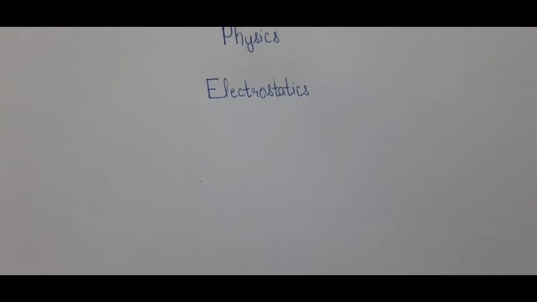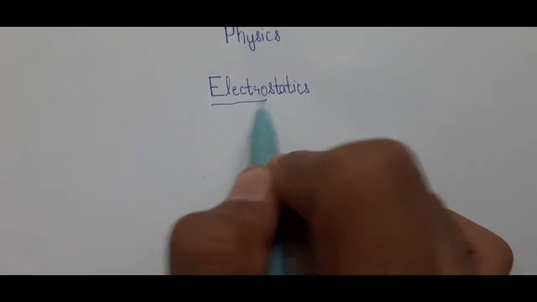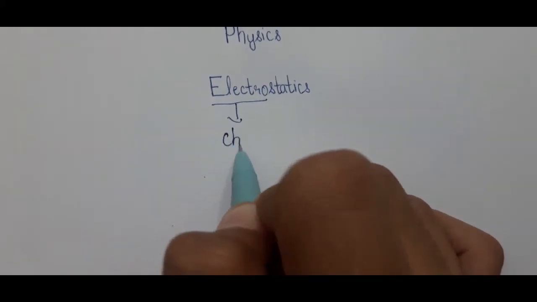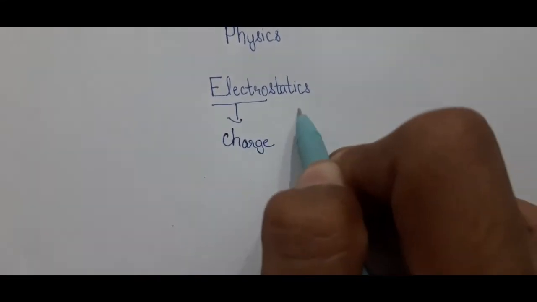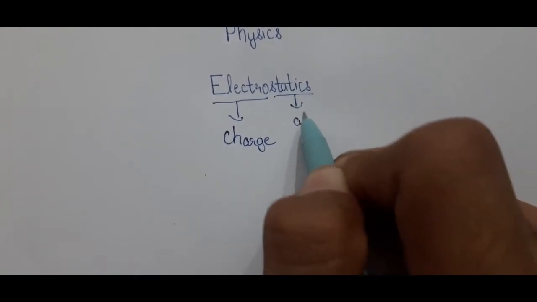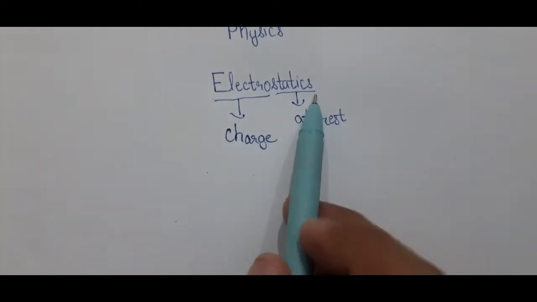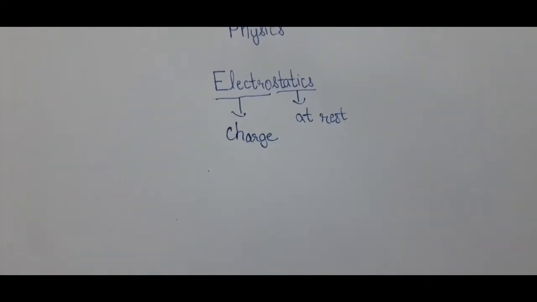So friends, in this video we are going to discuss a new topic of physics. Topic name is electrostatics. So friends, let's get started. Let's discuss the meaning of electrostatics. The meaning of electro is charge, and the meaning of statics is something at rest. So the meaning of electrostatics becomes charge at rest.